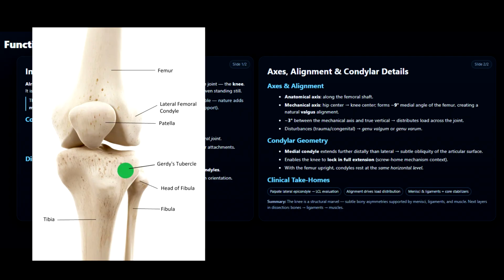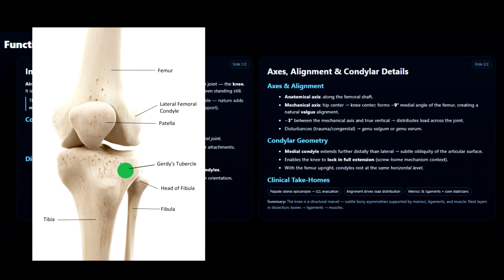Looking closely at the condyles, there's one special landmark I want you to remember: the lateral epicondyle. This bony bump on the outside of your knee is not only palpable in a living person, but also serves as an important attachment site for the lateral collateral ligament. So when examining a patient for ligament injuries, palpating this region gives you both orientation and diagnostic clues.